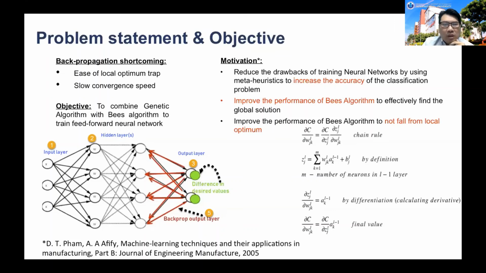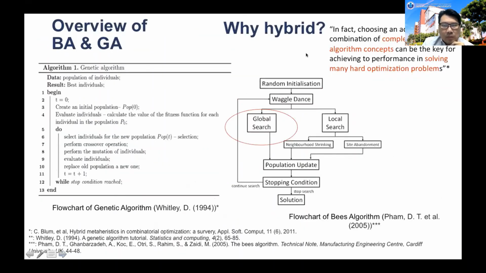But as we know, one of the challenges for MLP is the optimization problem. They use the backpropagation technique, based on gradient descent, and there is one problem with backpropagation: it will have a local optimum trap. So we try to move away from that by using the metaheuristic.